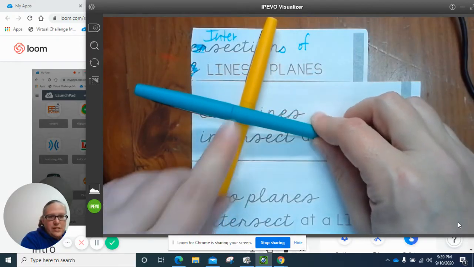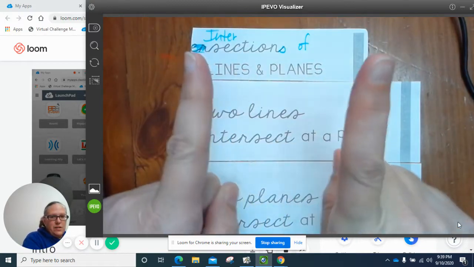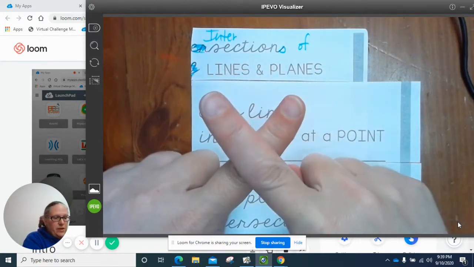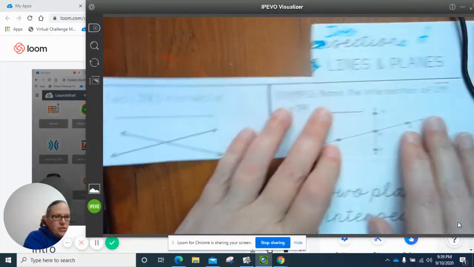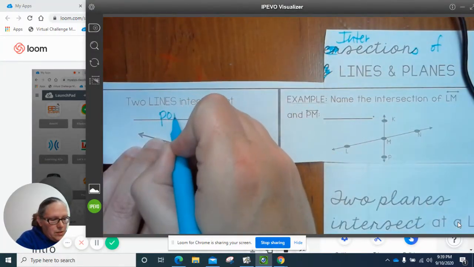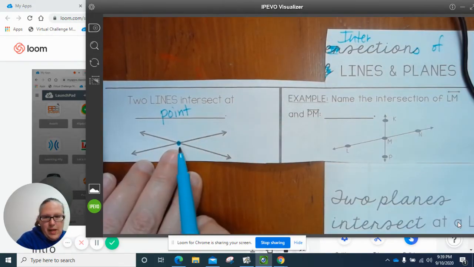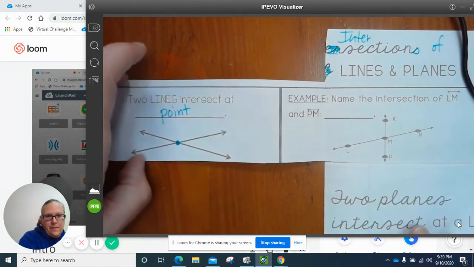Okay, what do these cross at? They cross right here at a single point. You can even use your fingers if you want to be lines. You can cross them like this and see where they cross. Okay, 2 lines intersect at a single point. At a point. So this point right here is where our 2 lines intersect. Okay.